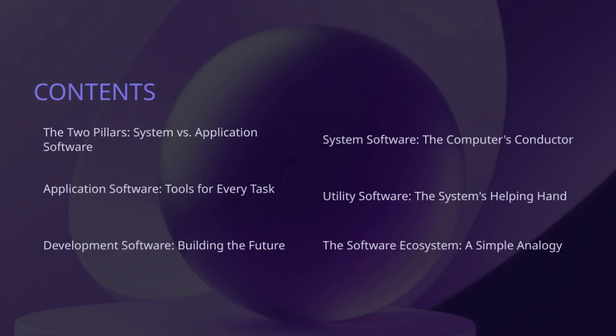Then we have development software, which is like building the future, tools such as compilers and IDEs that allow developers to create new applications and innovate. Application software, on the other hand, is what we use every day, those tools for every task, from word processing to browsing the internet. These components form two main pillars in the software world: system software and application software. Understanding this structure helps us see how different types of software work together to deliver a seamless computing experience.